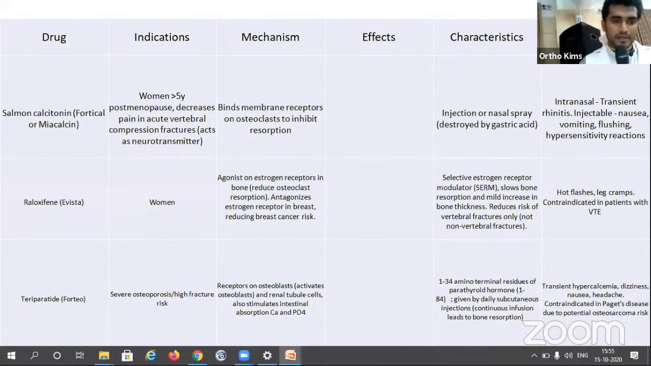Teriparatide is indicated in severe osteoporosis, that is high risk fracture. Its mechanism of action is through receptors on the osteoblast and renal tubule cells, also stimulating the intestinal absorption of calcium and phosphate. It is the 1-34 amino terminal residues of parathyroid hormone given by daily subcutaneous injection. Its adverse effects are transient hypercalcemia, dizziness, nausea, headache. It's contraindicated in Paget's disease due to potential osteosarcoma risk.